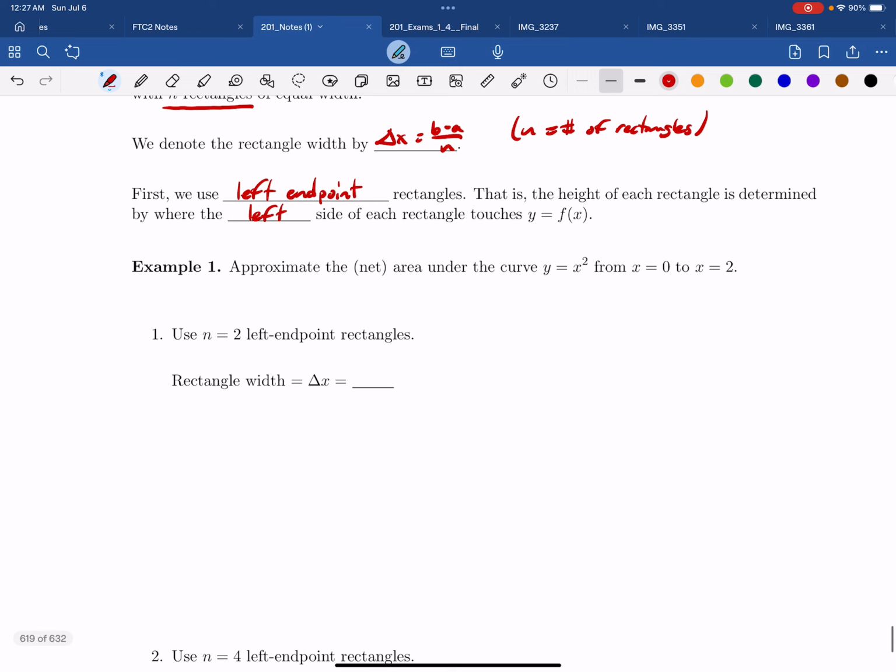So, for example, suppose we have the curve y equals x squared, and we want to approximate the area underneath that curve from x equals 0 to x equals 2. And I say use two rectangles, and they're left endpoint rectangles.